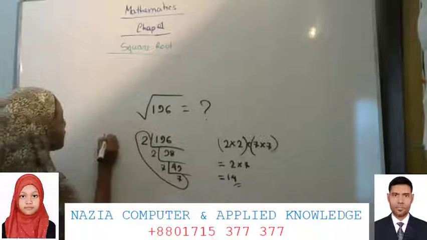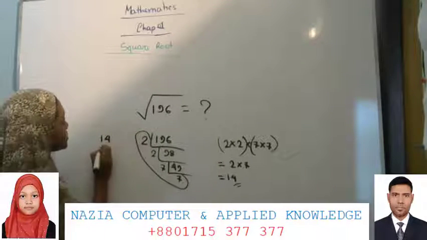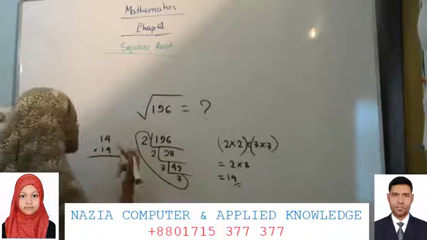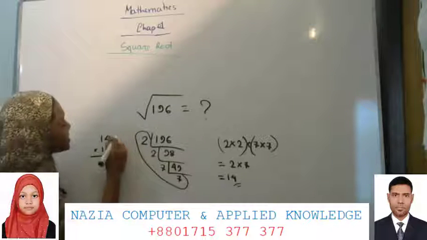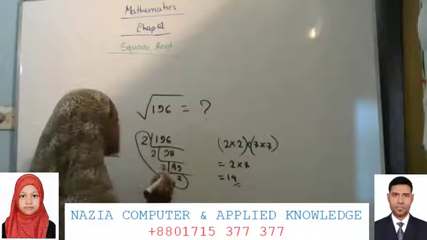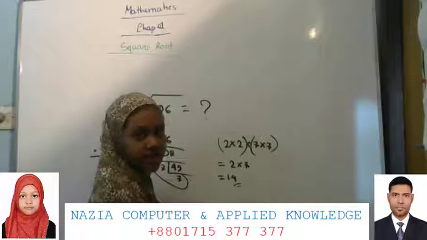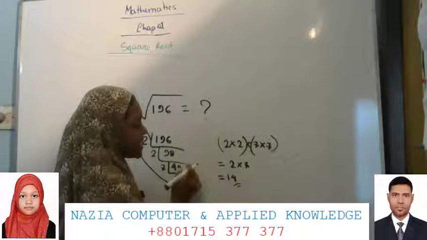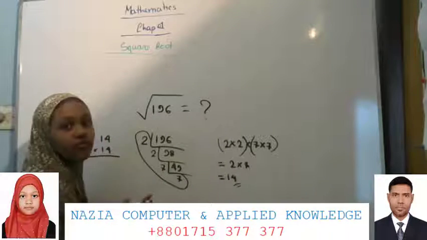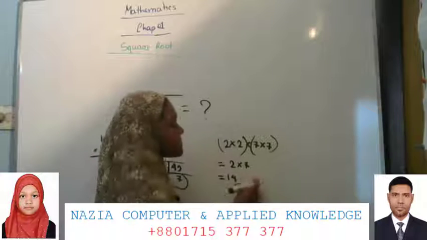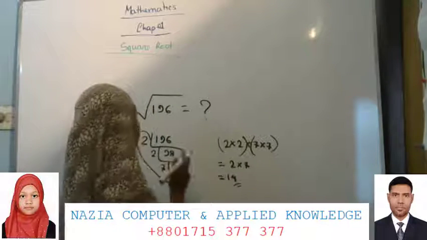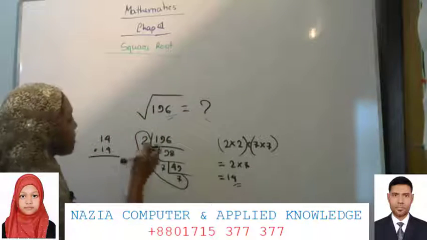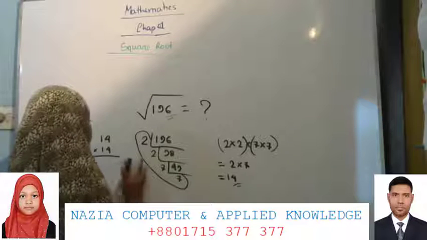So 14 into 14. Do you understand why I have multiplied 14 into 14 for judging? Because if the answer is 14, then the square root of 196 is 14. We are saying that it is 14, but how? If this number is multiplied by itself, what is the result? If 196 is the result, then all the math is correct.